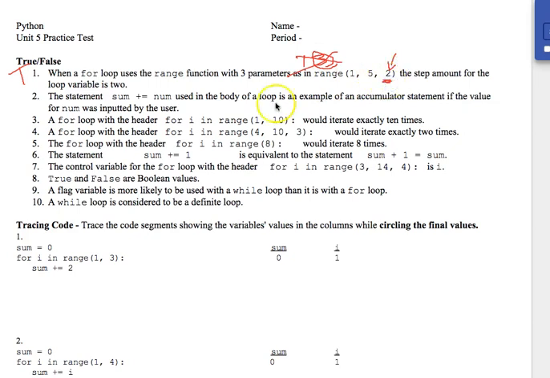The third value is called the step amount. Go read my lecture notes for vocabulary like the word step. It was explained in the lecture notes.